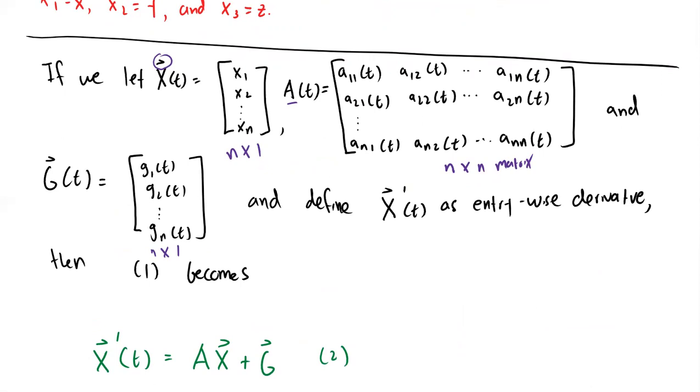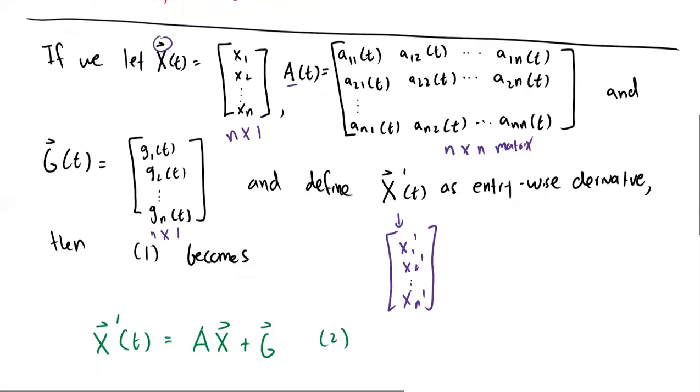Right? Finally, let's define the vector x prime as the entry-wise derivative of x. Meaning that, what is x prime of t? This vector looks like x1 prime, x2 prime, up to xn prime. So it's just taking the derivatives of the functions in x.